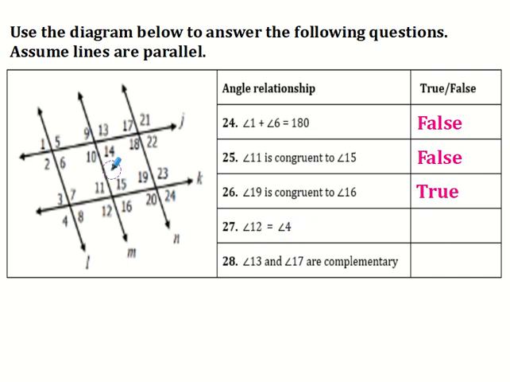Angle 12 and angle 4. So we have this parallel line and this one, and then the transversal that goes alongside of them. If I notice, though, they're both in the same corner of those two intersections, that would make these corresponding angles for 4 and 12, and corresponding angles are congruent, so that is true.